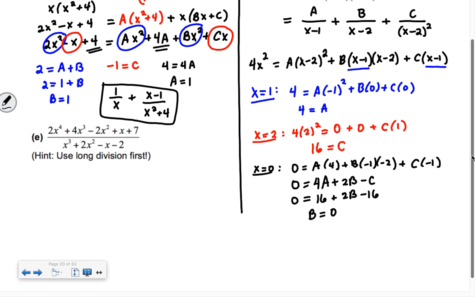So putting it all together, we have A, which was 4 over x minus 1. The B part goes away. This all is gone. So then we have plus C, which was 16 over x minus 2 squared. That's our partial fraction decomposition.